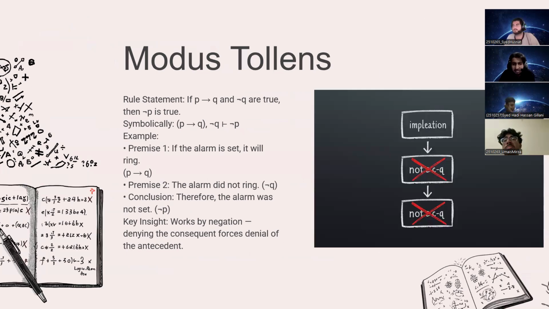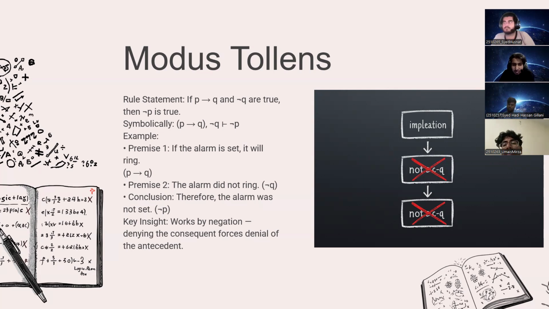which is modus tollens. Unlike modus ponens, modus tollens works through negation. It states that if P implies Q is true and Q is false, then P must also be false. The example on this slide helps us understand this concept. If the alarm is set, then it will ring. However, we know that the alarm did not ring. Therefore, we can conclude that the alarm was not set.